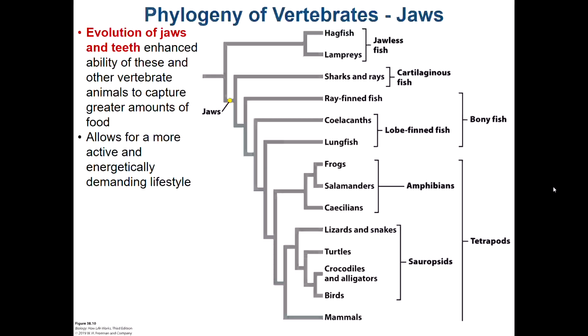Vertebrates do not have mandibles. Instead, we have jaws. And the evolution of jaws and teeth has enhanced the ability of vertebrates to capture greater amounts of food, which allows for a more active and energetically demanding lifestyle. So if we look on this phylogenetic tree, we can see that jaws have evolved here. There are jawless fish, which we will learn about in the next lecture, but most vertebrates have jaws. So we can see sharks have jaws, which makes sense if you've seen the movie Jaws, all the way up to mammals having jaws.